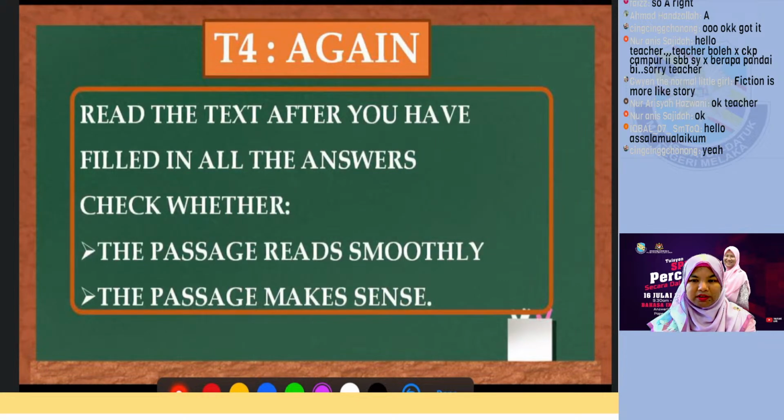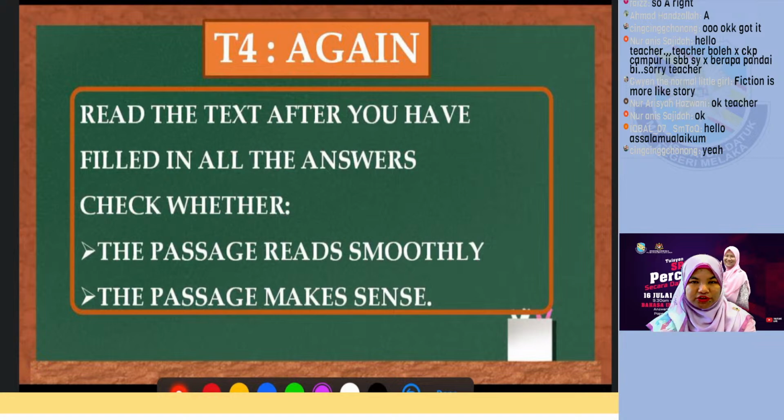Okay, tip number 4 again. Read the text after you have filled in all the answers. This is crucial. In exam, I know that you simply tick your answer and blacken it, but it can be helpful if you can write it in the blanks. When you have filled in all the blanks, make sure you read the text again. Bila in exam, biasa awak tandakan ataupun awak terus hitamkan kan. But this time around, try untuk tulis juga jawapan awak in the text.